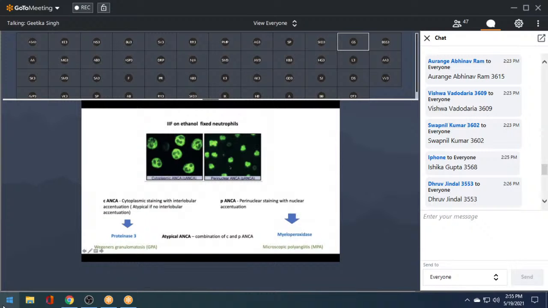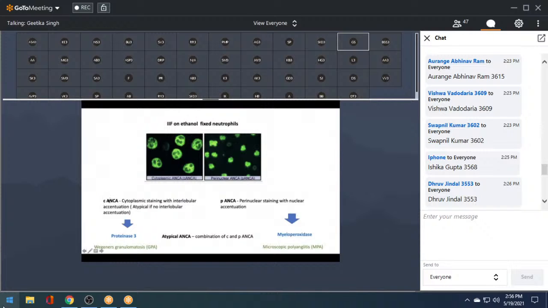On the other hand, the perinuclear ANCA, which is the P-ANCA, tends to just appear perinuclear with, again, this sort of internuclear accentuation, as you can see here. So that's the P-ANCA. So you can only really see the nuclei, right? Atypical ANCA is a combination of C and P-ANCA. And atypical ANCAs tend to come in a different sort of disease group. So let's just talk about things which affect the kidney right now.